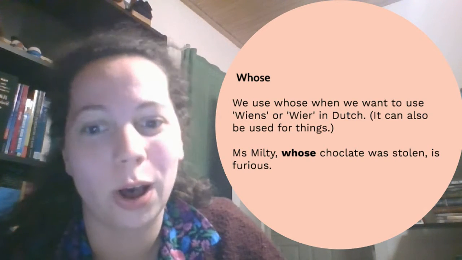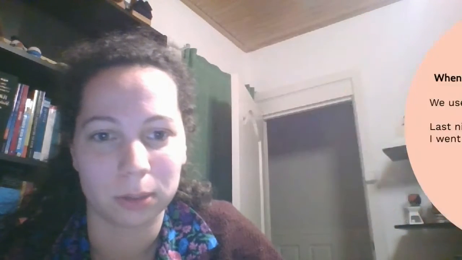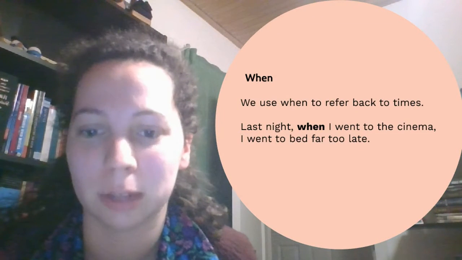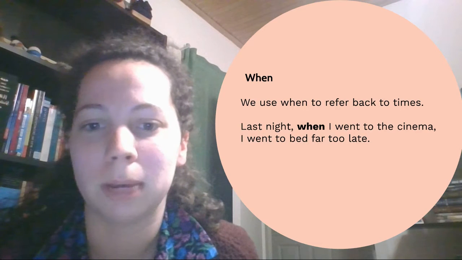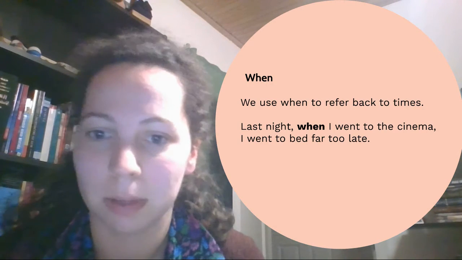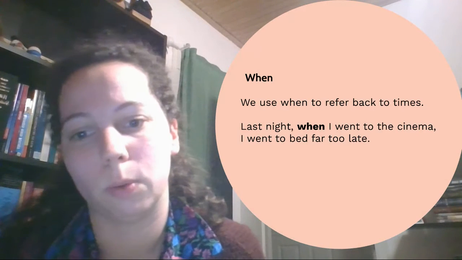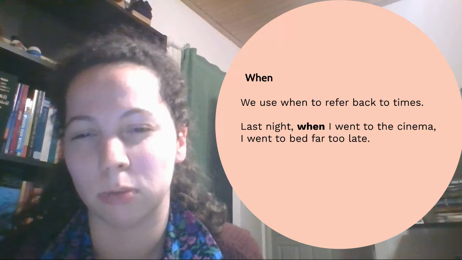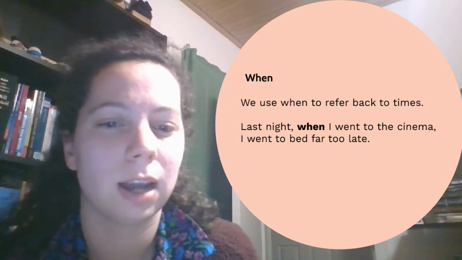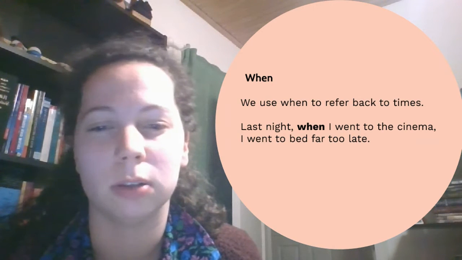Okay, now let's go to our new ones because that's what we're here for after all. Let's go and look at the first one. The first one is when. We can use when if the extra information in the relative clause refers back to a time. So for instance, last night when I went to the cinema, I went to bed far too late. Well, last night is a time here, so I may introduce it with when rather than using which here. Would have made it really awkward. In Dutch we would probably use toen in this case. Gisteravond toen ik naar de bioscoop ging, and you wouldn't so much use die here or something like that.